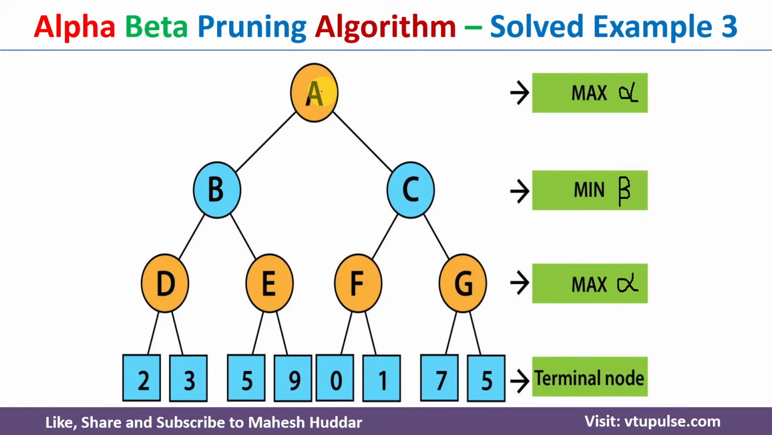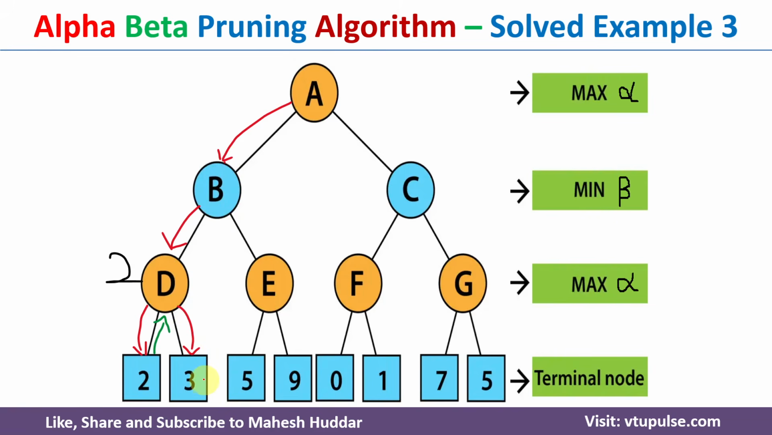First I will consider the path A, B, D and 2. Here we need to back propagate this value to the parent node, so the D value will be 2. For this D node, we have one more branch, that is 3. Now the question is whether we need to go for this branch or not. For that, we need to check the alpha and beta values. But right now we have only the alpha value and we don't have any beta value, so we need to go for this branch also.